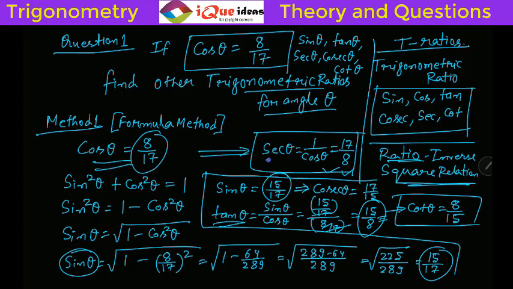From cos theta, we directly calculated sec theta. From the square relation, we calculated sine theta. Then by taking the ratio of sine theta and cos theta, we calculated tan theta. By inverting sine theta, we get cosec theta, and by inverting tan theta, we get cot theta. So this is one method wherein we use the formula. Alright. There is another way of doing the same question.